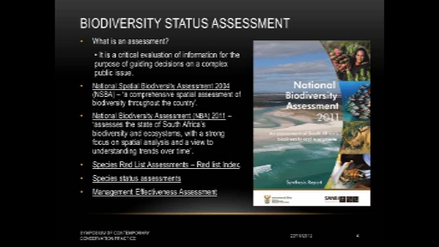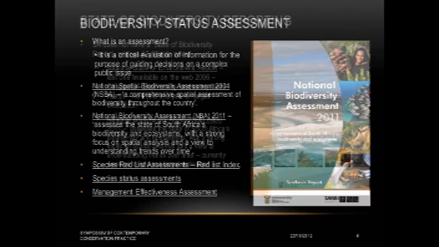We have more recently the update to that, the National Biodiversity Assessment, or the NBA 2011, which goes a little bit further. It assesses the state of South Africa's biodiversity and ecosystems with a strong focus on spatial analysis with a view to understanding trends over time. We also have species red list assessments, from which one can obtain a red list index, and individual species status assessments. Then we have, as we heard earlier today, management effectiveness assessments, which are applied at the protected area level. So those are some of our broader planning tools that we have in this country.